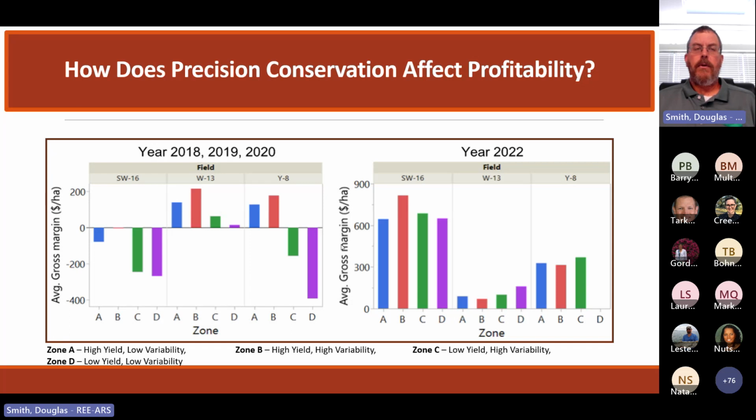Last year, 2022, was the first year where we adopted this new management strategy. So SW16 and W13 are fields where we reduced the inputs. And you can see that the zones C and D are competitive gross margin wise with the zones A and B. And then in field Y8, we completely eliminated farming in zone D. So there is no data from that portion of the field.